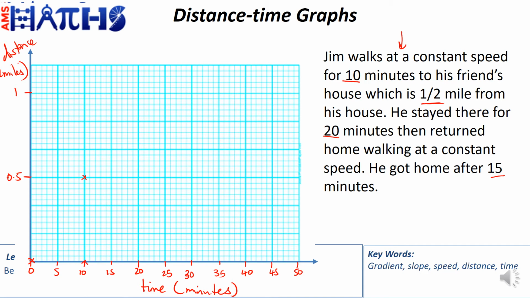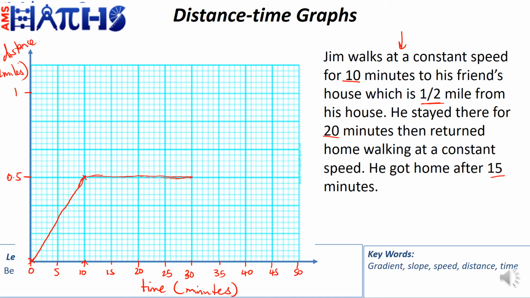Constant speed, so we need a straight line from the starting point to his friend's house, which is half a mile away. He spends 20 minutes at his friend's house, so from 10 minutes add another 20 minutes, so that will take us to 30 minutes, straight line going across, right? So from the start of his journey, we'll end up at 30 minutes for the time that he spent at his friend's house and walking to his friend's house. So the next bit is that he will walk home at a constant speed, and this takes him 15 minutes to do so.